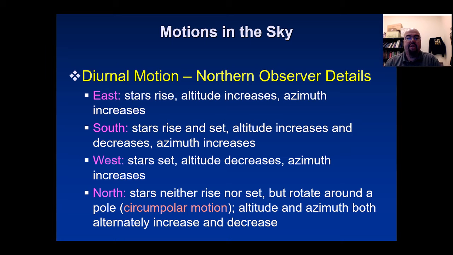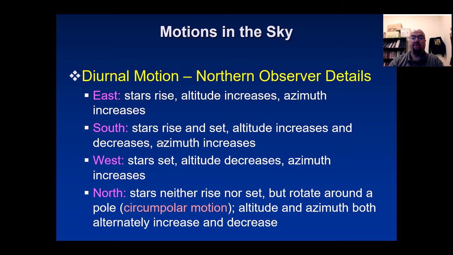So again, what we would see here is for a northern observer. For objects in the east, the stars rise, the altitude increases, the azimuth increases. For the south, the stars rise and set, altitude increases and decreases, azimuth decreases. In the west, this is where stars set, altitude decreases and azimuth increases. In the north, stars neither rise nor set, but rotate around the pole. There is circumpolar motion, and you have altitude and azimuth both alternating, increasing, decreasing. So they will go up and go down as they go around.